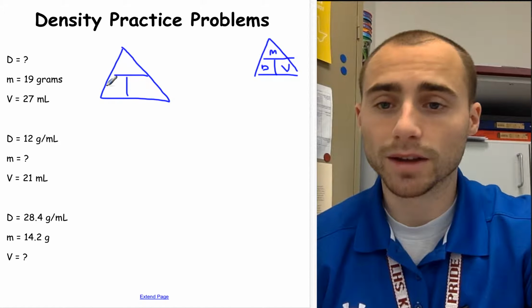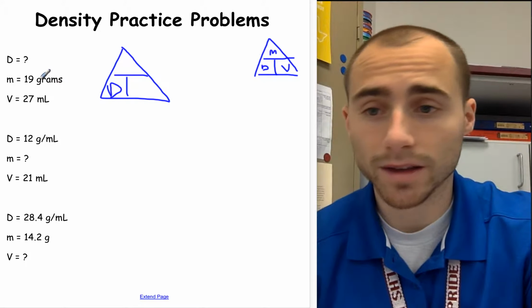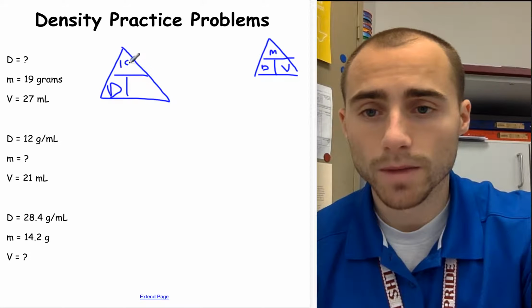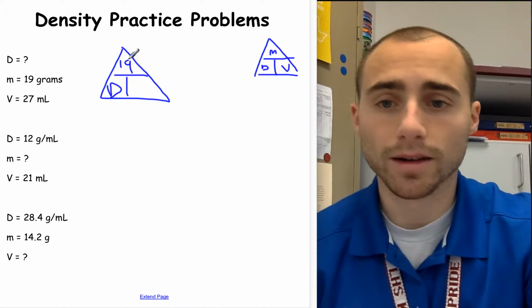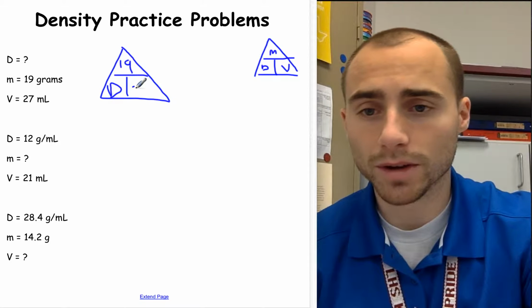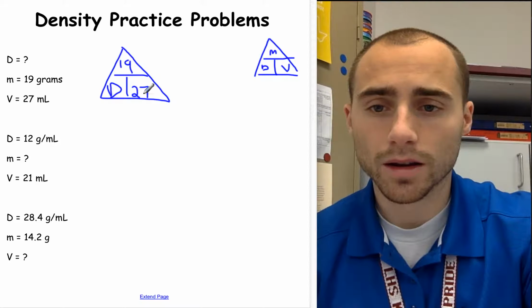Okay, so we don't know density, so we're going to put D right here because we do not know what density is. Do we know our mass? Yes, we do. Our mass is 19, so we're going to put 19 right there. We also know our volume, which is 27, so we're going to put 27 right here. And look at that. We are ready to go.